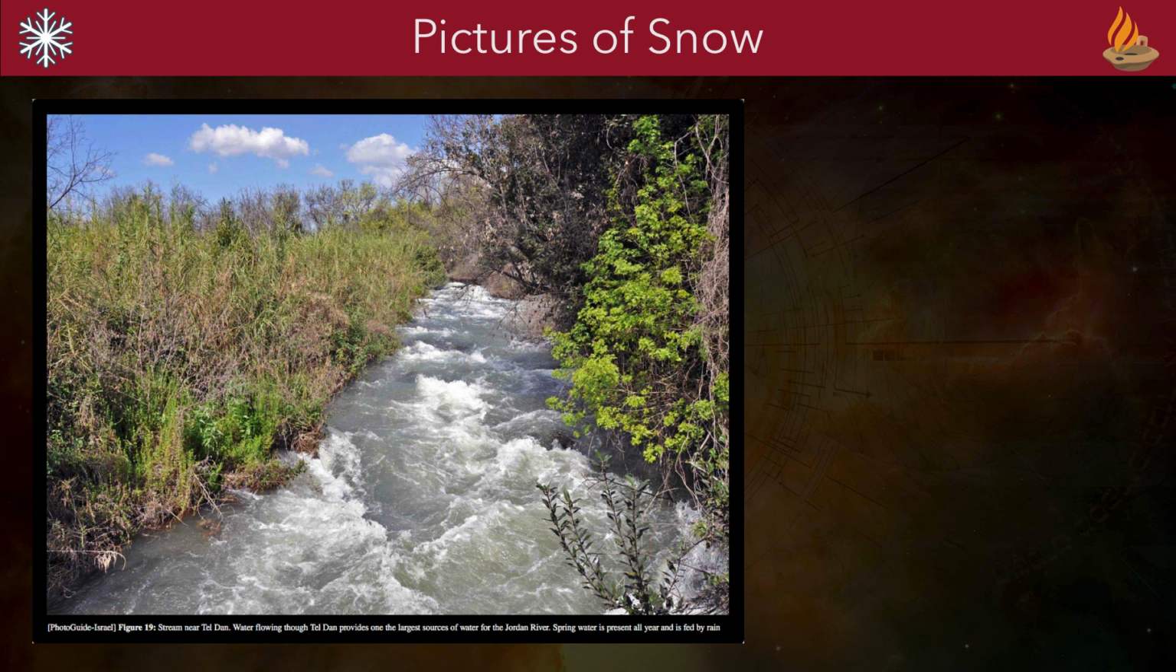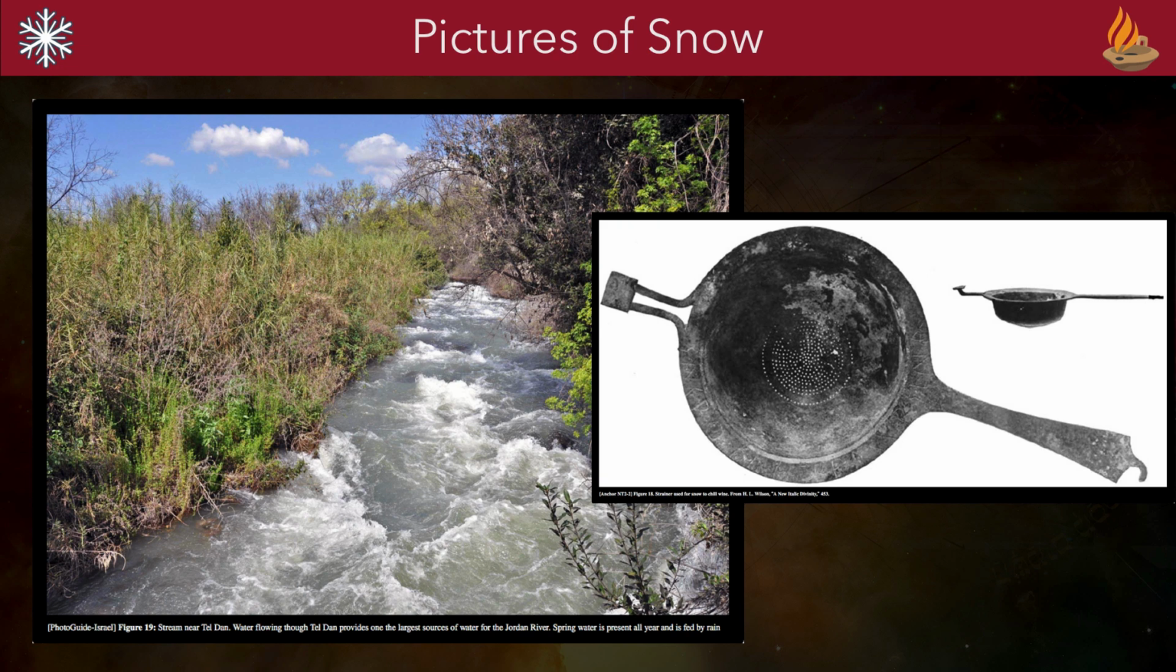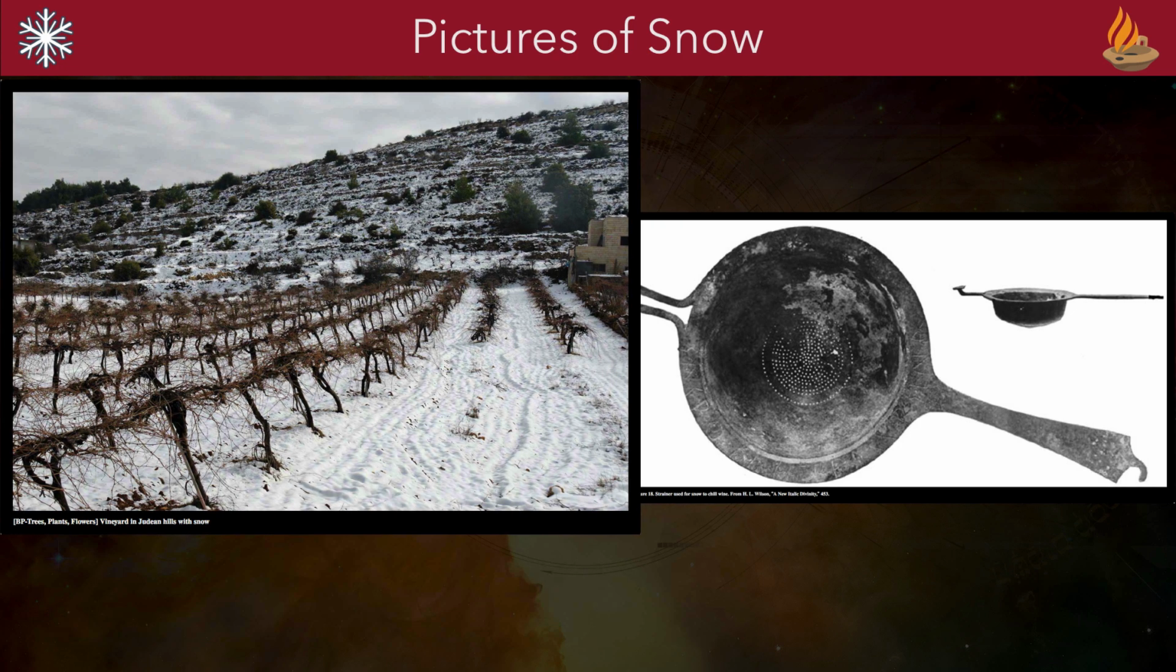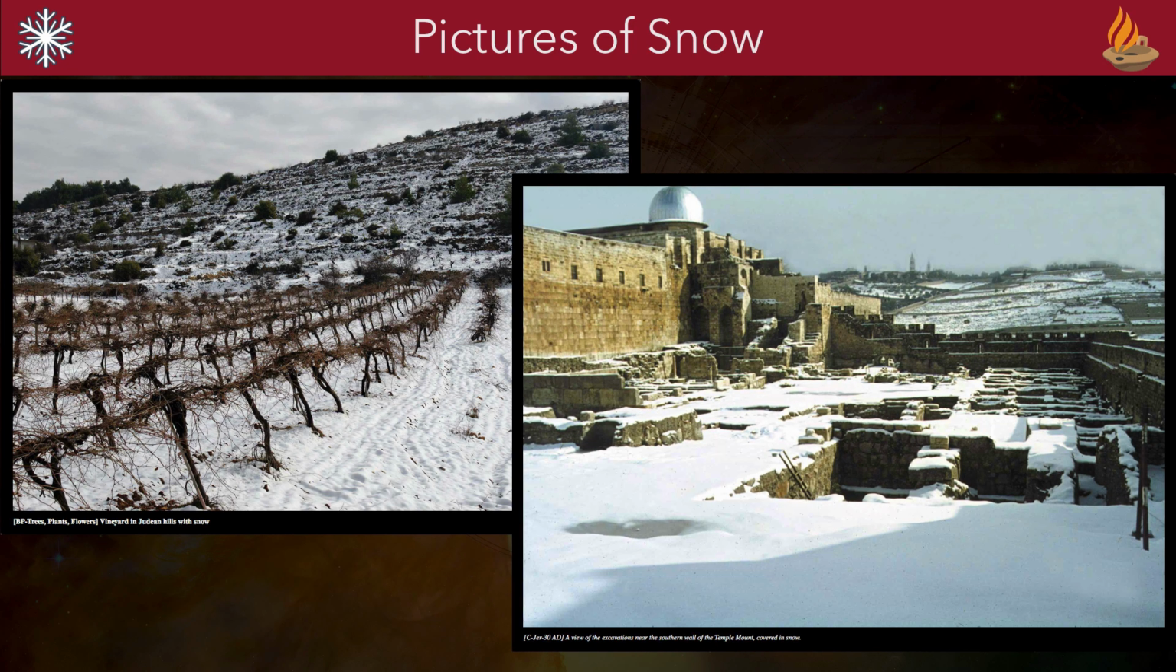Returning to the Photo Guide Israel, here is one showing the snowmelt runoff from Mount Hermon on its way to the Jordan. And here's a nice photo from the Anchor Yale Bible Dictionary. It's of a strainer used to cool wine using the icy snow that remained in the mountain crevices. Finally, here are two of snowfall in Judea. The first, a typical snowfall on a vineyard from Todd Boland's Trees, Plants, and Flowers of the Holy Land, and the second, an exceptionally heavy snowfall in Jerusalem from Carta's Jerusalem in 30 AD.